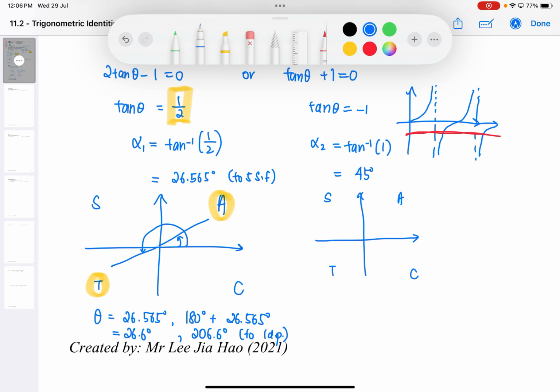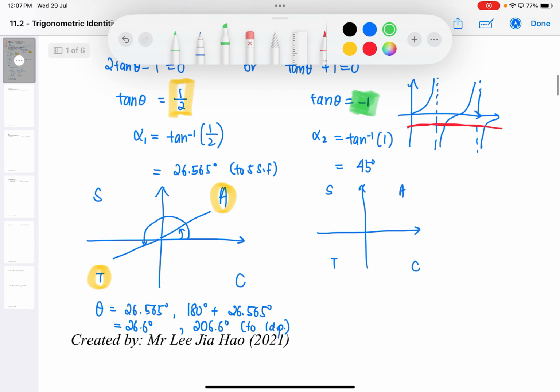For tangent inverse, tangent theta negative 1. Which quadrant is our theta in for this equation? Which quadrant is our angle in for that? Huh? A? Why A? No, negative 1. A and T? Oh, S and C. Yes, correct. S and C. Thank you. So second and fourth. Very good.